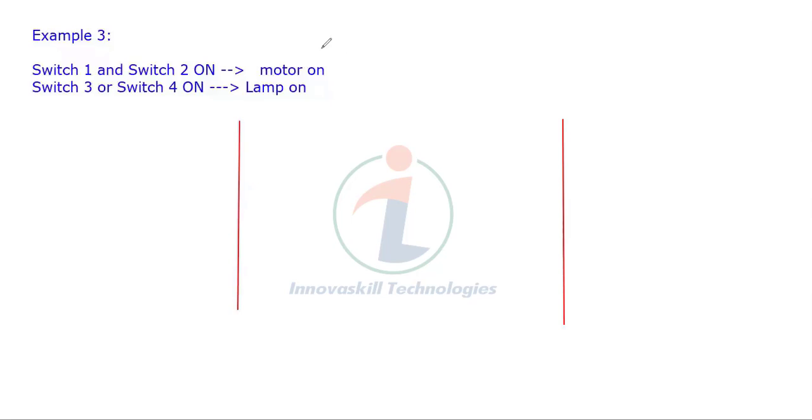So here what we have to do, both the inputs should be connected in series. If I connect in series only, what will happen? If both are on, output will be activated. How it will be means, just consider this as switch 1 and this is switch 2. So I'm going to connect it with one output. Here this is positive and here this is negative.